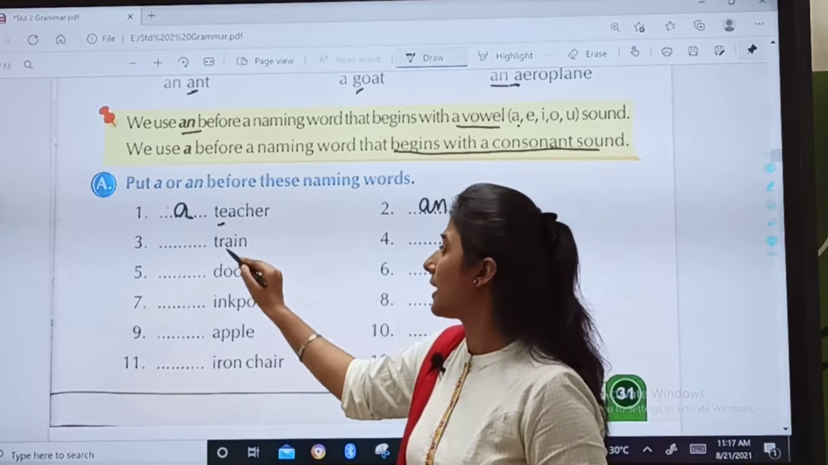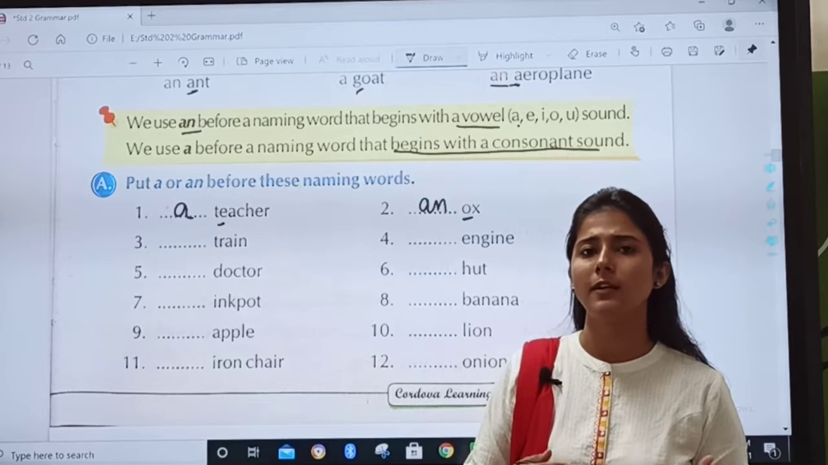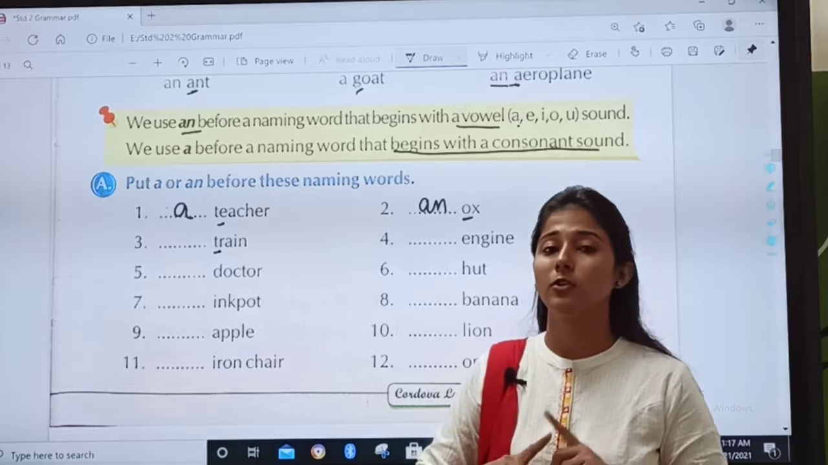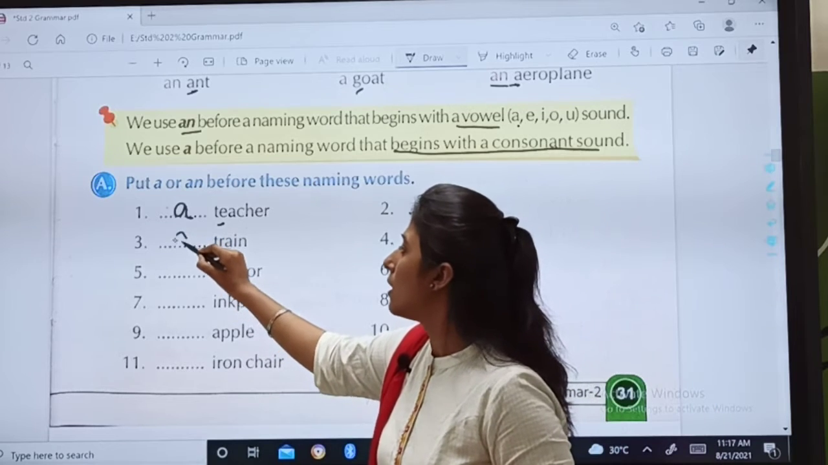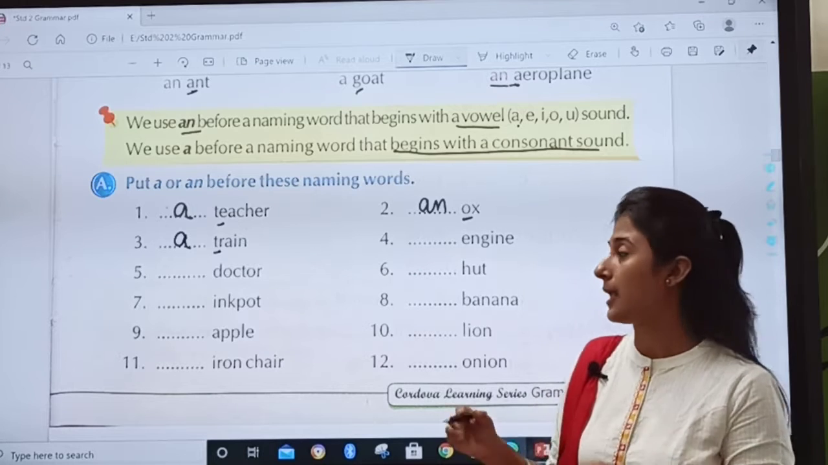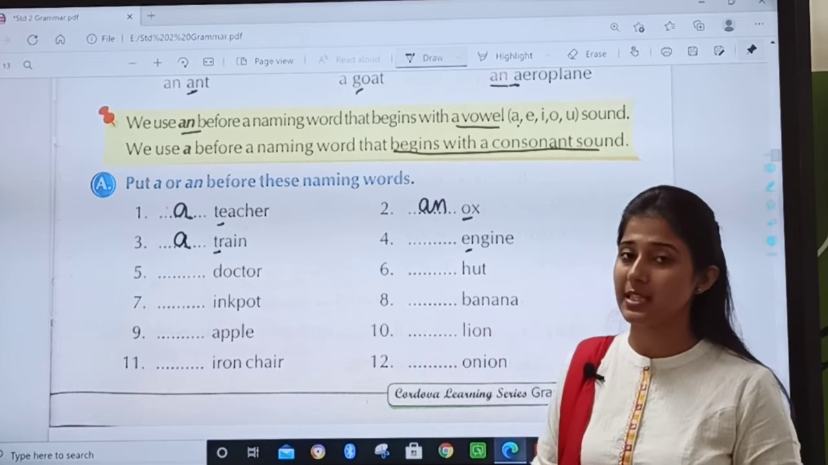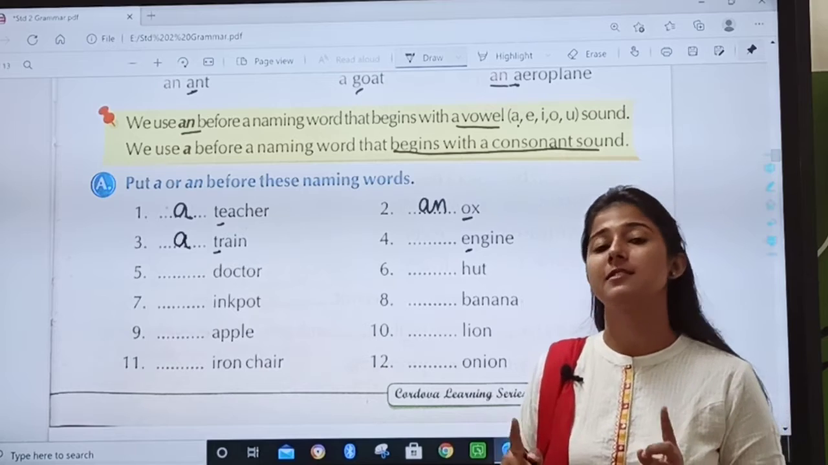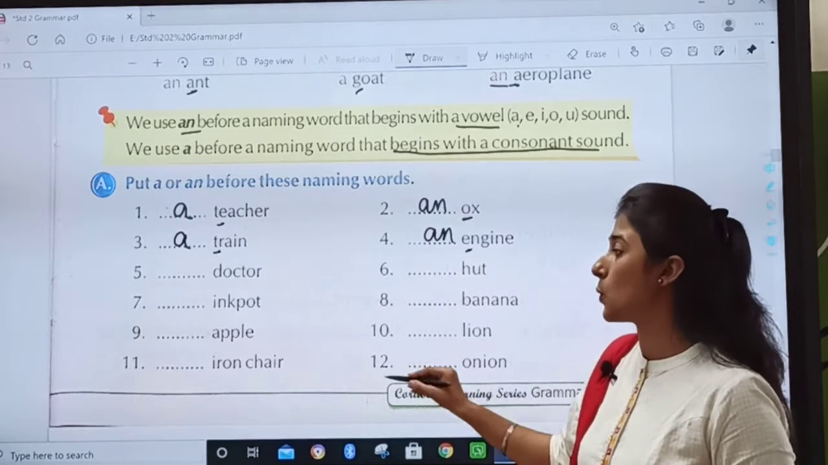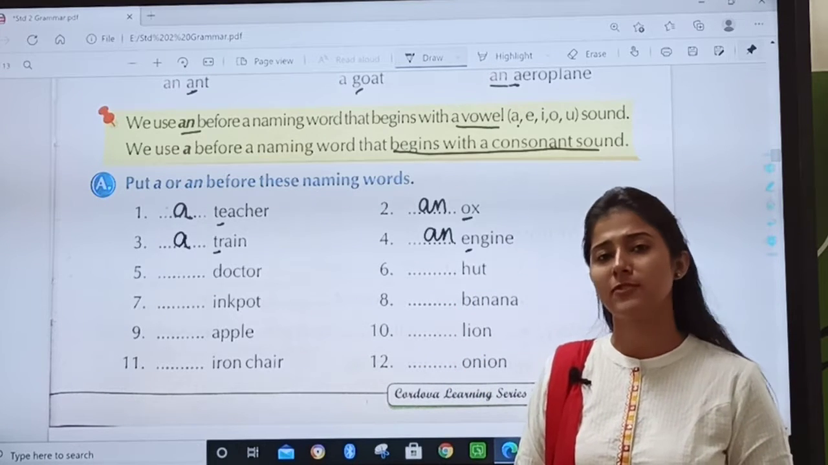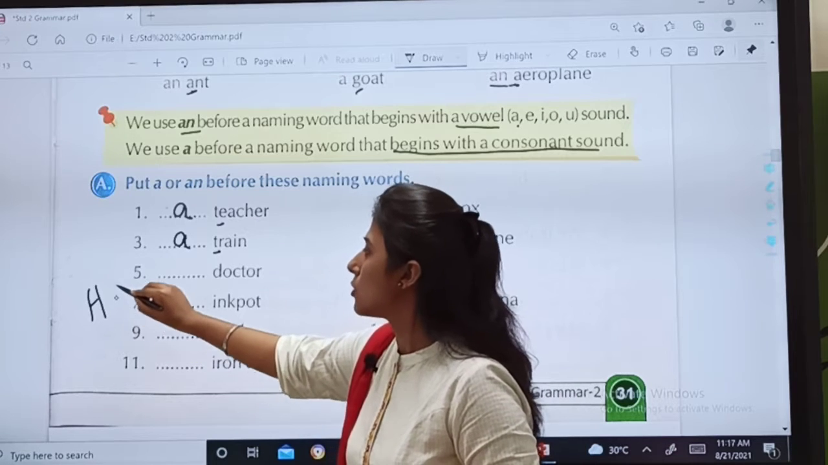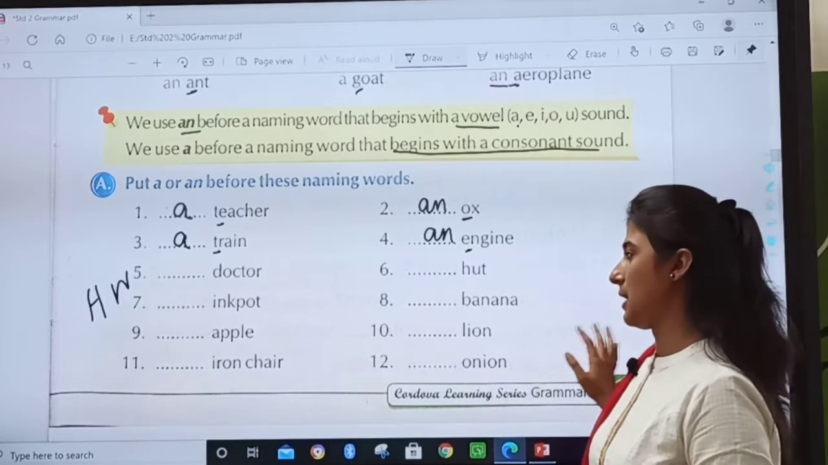Okay. Train, dash train. A train or an train. See the starting letter T, not a vowel. So a train. Dash engine. Again pay attention to the first letter E. E is a vowel. An engine. So like this you will solve this exercise by yourself. Easy. Okay, so this remaining exercise you have to solve by yourself.